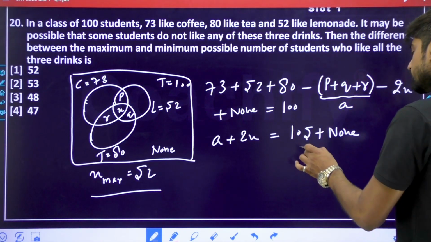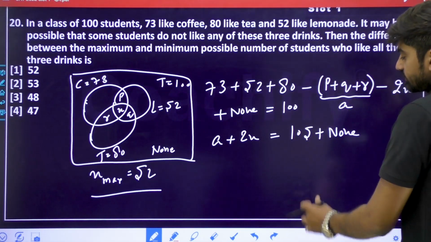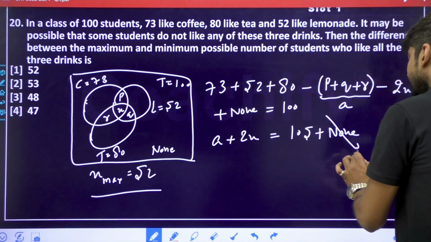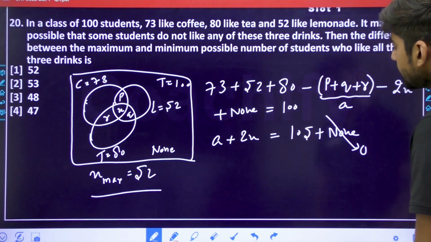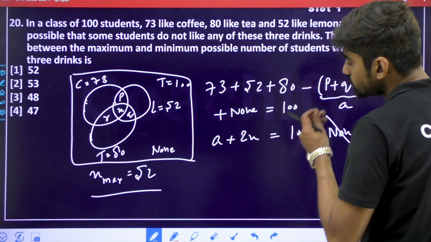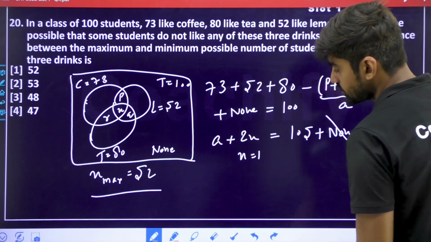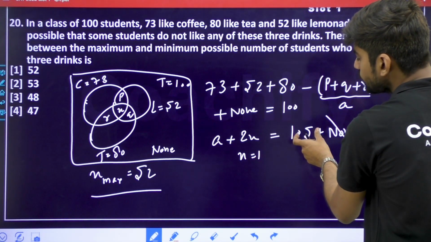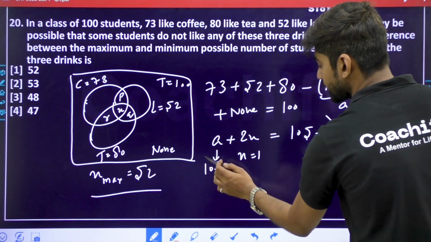So to minimize our x, this sum should be minimum possible. So can I reduce the value of this 105? Definitely not possible. This is a fixed value. What I can do here is I can take the value of none as 0. Now a plus 2x becomes 105. Now let's do some hit and trial here. Let's say the value of x is 1. So if the value of x is 1, then this result is coming out as 2. And if I subtract 2 from 105, my a is coming out as 103.